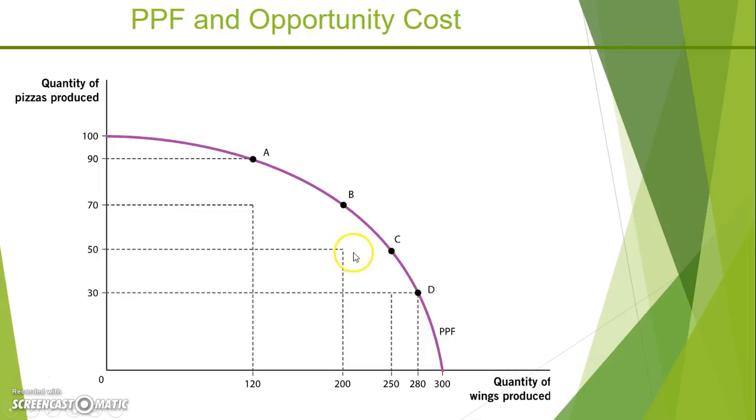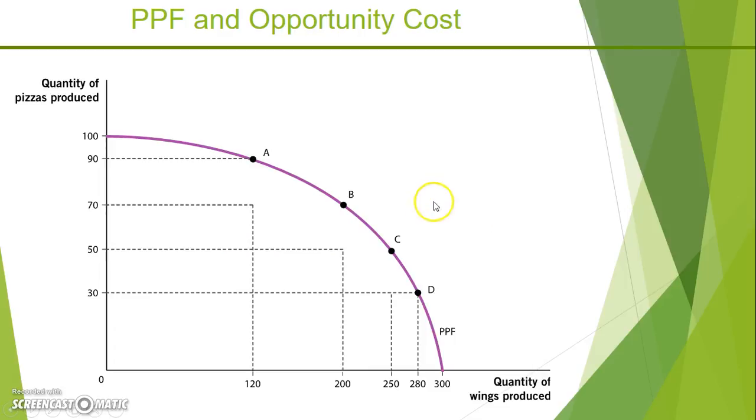This would be if maybe one of our workers or a few of our workers were sick. We can't use all of our resources to our full capacity. Anything inside the PPF is possible, but not what we would call efficient. These are not combinations of pizzas and wings that are using all of our resources.